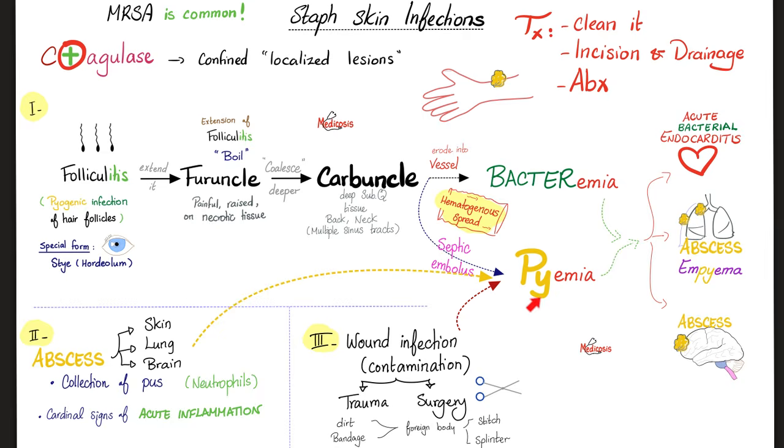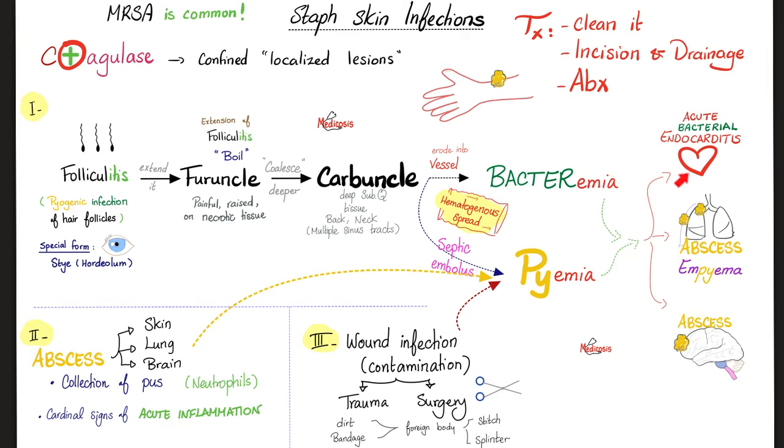So what caused pyemia in cases of staph infection? It could be an abscess in the skin, lung, and brain that spread by means of septic embolus. Or it could be a wound infection, usually after a trauma. Why? It's contaminated: dirt, band-aid, etc. Conversely, surgical wounds should be cleaner than traumatic wounds. But nothing is 100% clean. I can get pyemia too, and then the septic embolus is in the blood until it reaches the target organ.